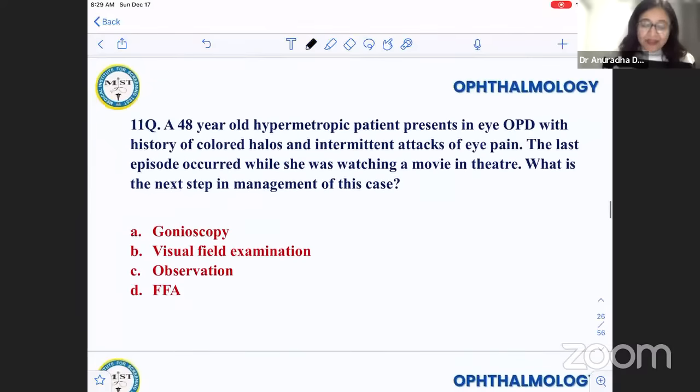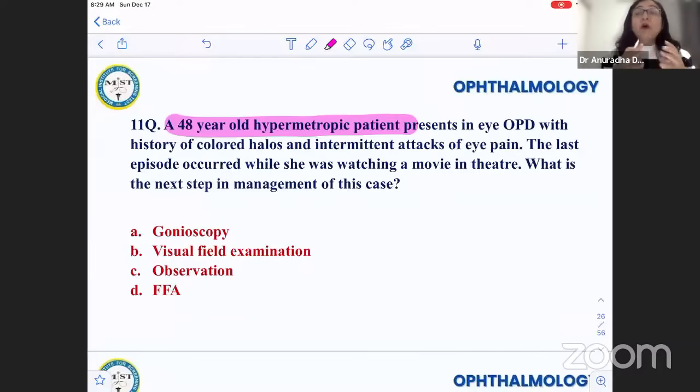Another clinical case scenario. 48-year-old hypermetropic patient. So everything has a relevance. Hypermetropic means patient is having smaller eyeball. Remember, hypermetropic patients have a short axial length. Presents in eye OPD with the history of colored halos, intermittent attacks of eye pain. The last episode occurred while she was watching a movie in the theater. What is the next step in the management of this case?